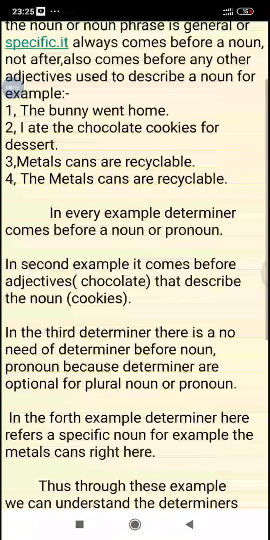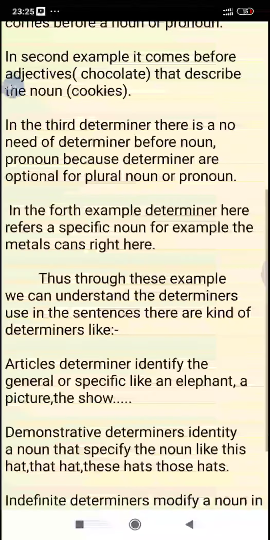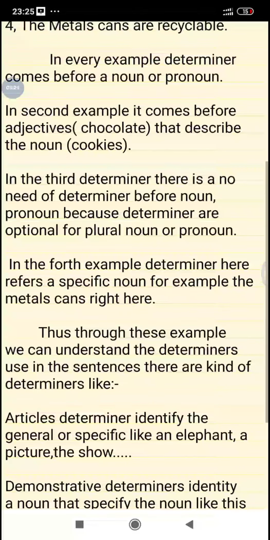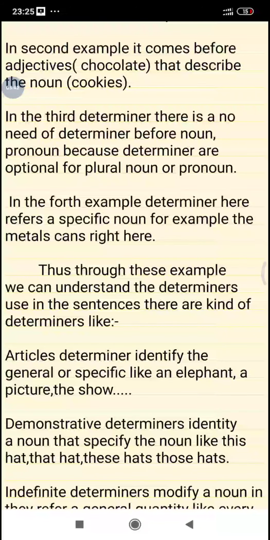In the second example, the determiner comes before the adjective chocolate that describes the noun cookies. In the third example, there is no need for a determiner before a noun or pronoun, because determiners are optional for a plural noun or pronoun. In the fourth example, the determiner refers to a specific noun, for example, the metal cans. Through this example, we understand how determiners are used in sentences.